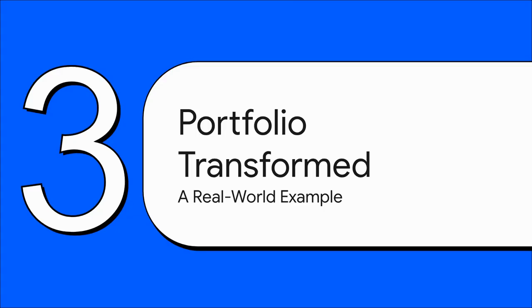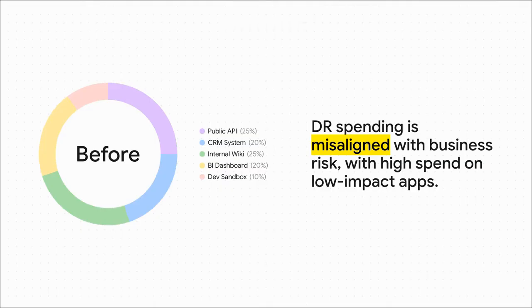All right, theory is great, but let's see what this looks like in the real world. Because seeing the transformation of an actual application portfolio is where this framework really proves its value. Here we go. This is a super typical before picture. We've got 5 applications, and look at that DR spending. It is all over the place. Just notice how the spend on the internal wiki, which is a supporting app, is almost as much as the customer-facing public API. This is a classic case of misaligned investment and risk.